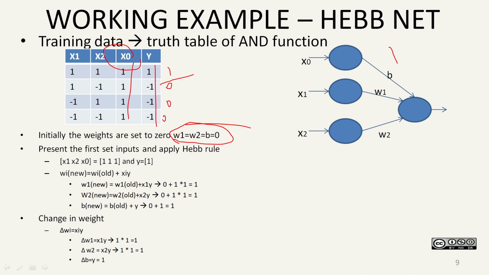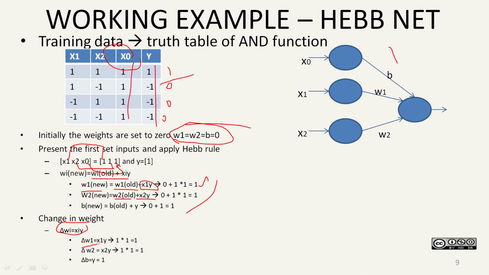If you substitute the input values and calculate the change in weight value, W1 new equals W1 old plus X1 Y. Then what is that new value? That is 1. Accordingly, W2 new equals W2 old plus X2 Y. What is X2? You have to take it from here: X1 is this one, X2 is this one, X0 is for the bias, and Y is this one. So we have to calculate all three. Accordingly, the change in weight value del W is X Y.